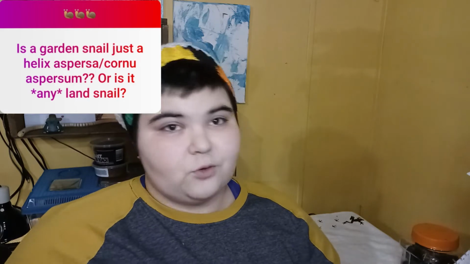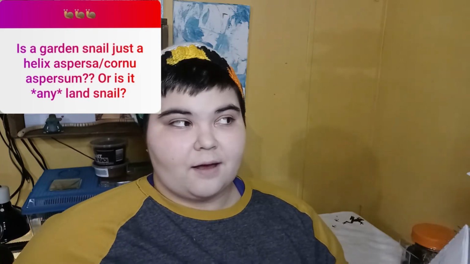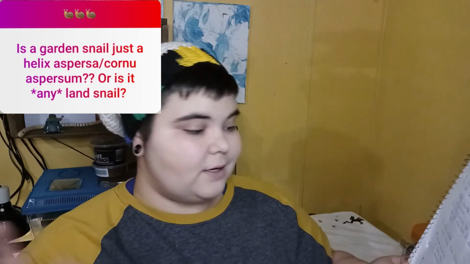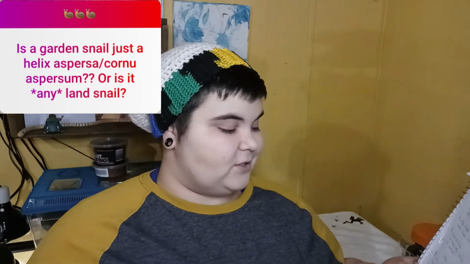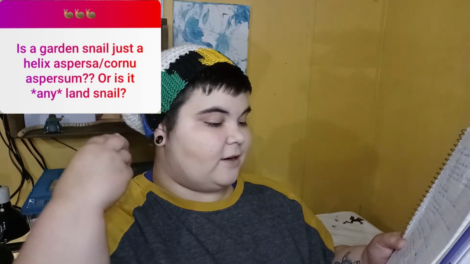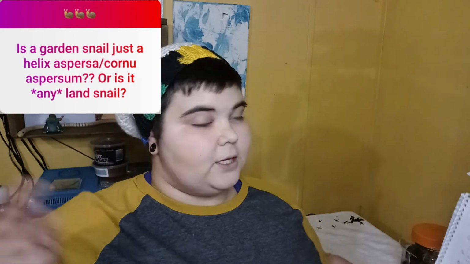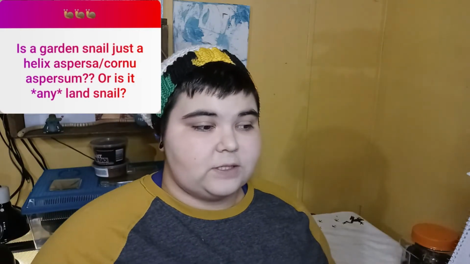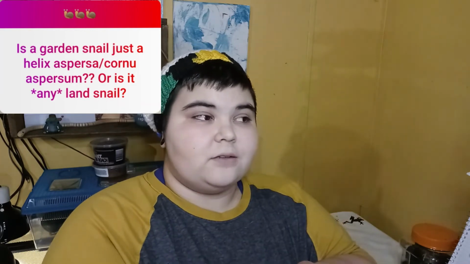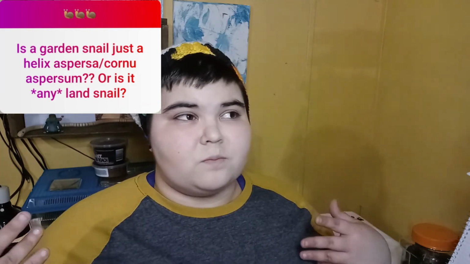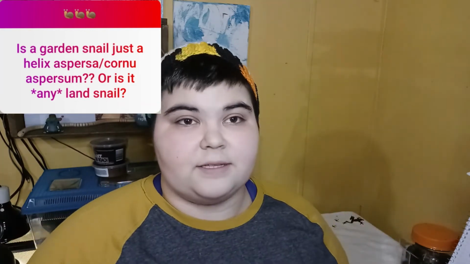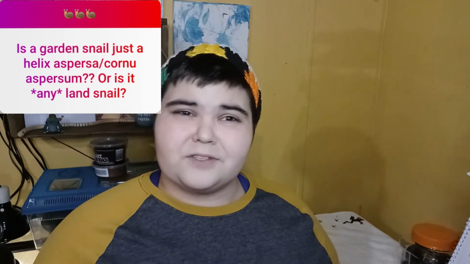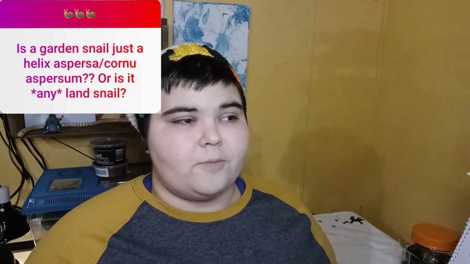There are roughly 43,000 species of snails out there, as far as we know, for now. They are normally categorized into land snails, sea snails, and freshwater snails. So Helix aspersum is what people normally mean when they talk about garden snails. However, most land snails that aren't giant land snails can be categorized as garden snails for the most part. Some people can just call them garden snails.